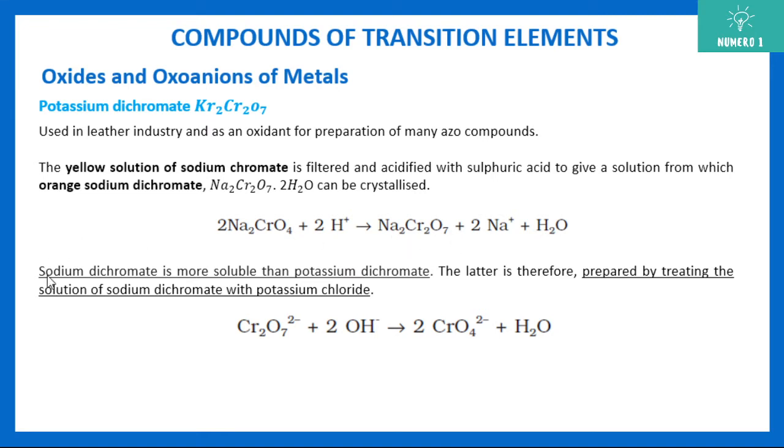Now still we are not at potassium dichromate, we are at sodium dichromate. Now we know that sodium dichromate is more soluble than potassium dichromate. So what we do, we just replace sodium with potassium. Therefore, we are preparing potassium dichromate by treating the solution of sodium dichromate with potassium chloride. So what you will get is NaCl, and sodium will be replaced by potassium, hence you will get your potassium dichromate.